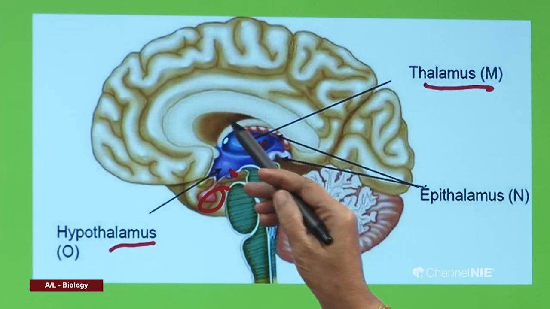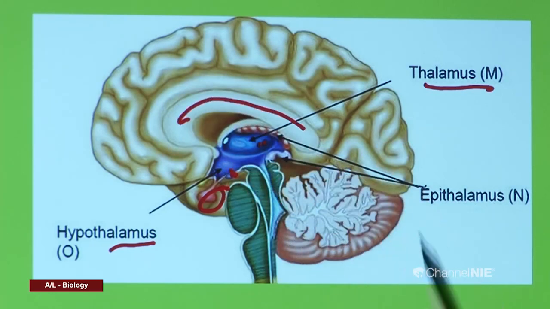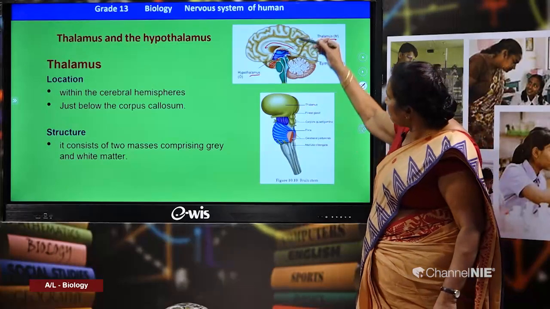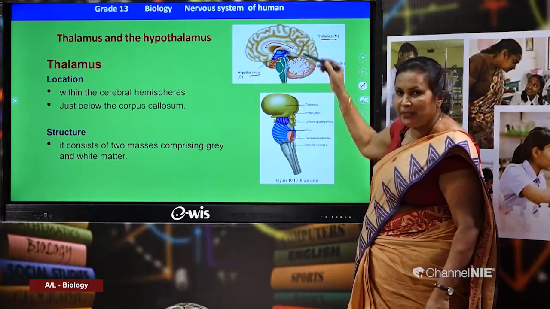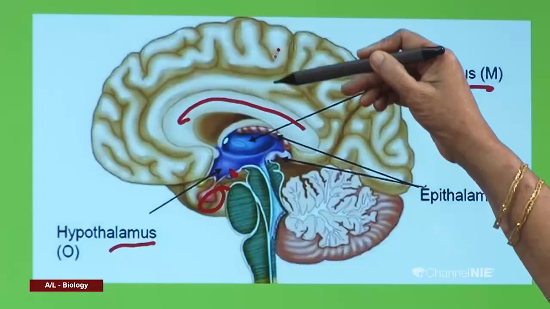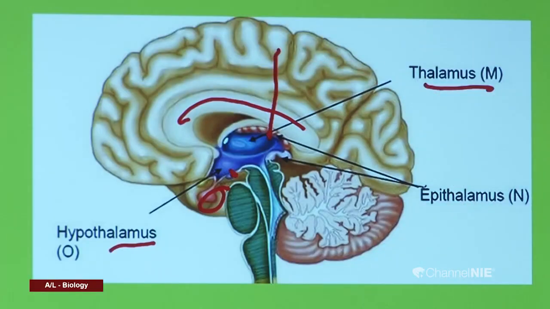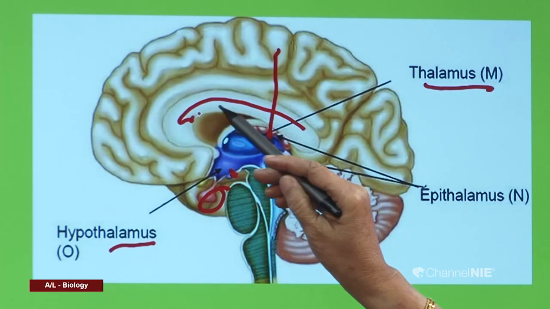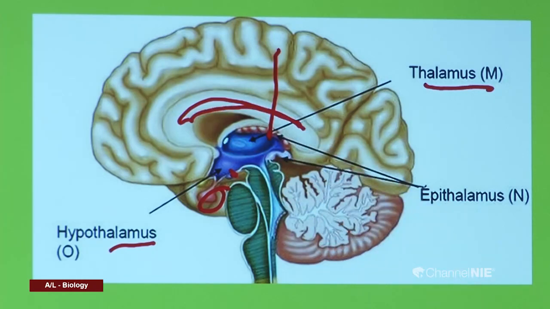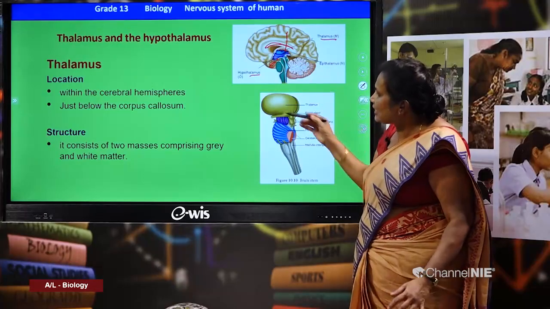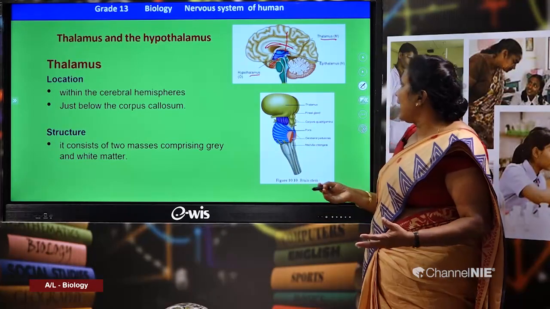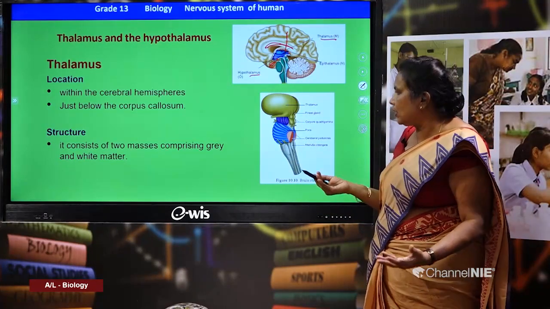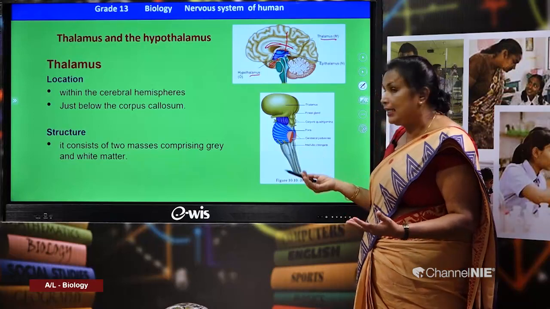Just below the corpus callosum, this is the corpus callosum, right? It is very clear. So this is actually present within the cerebral hemispheres. So, a deeper region of the cerebral hemispheres, right? And below the corpus callosum. Understood, right? Then you can see the structure. Actually this contains two masses of white matter and grey matter.